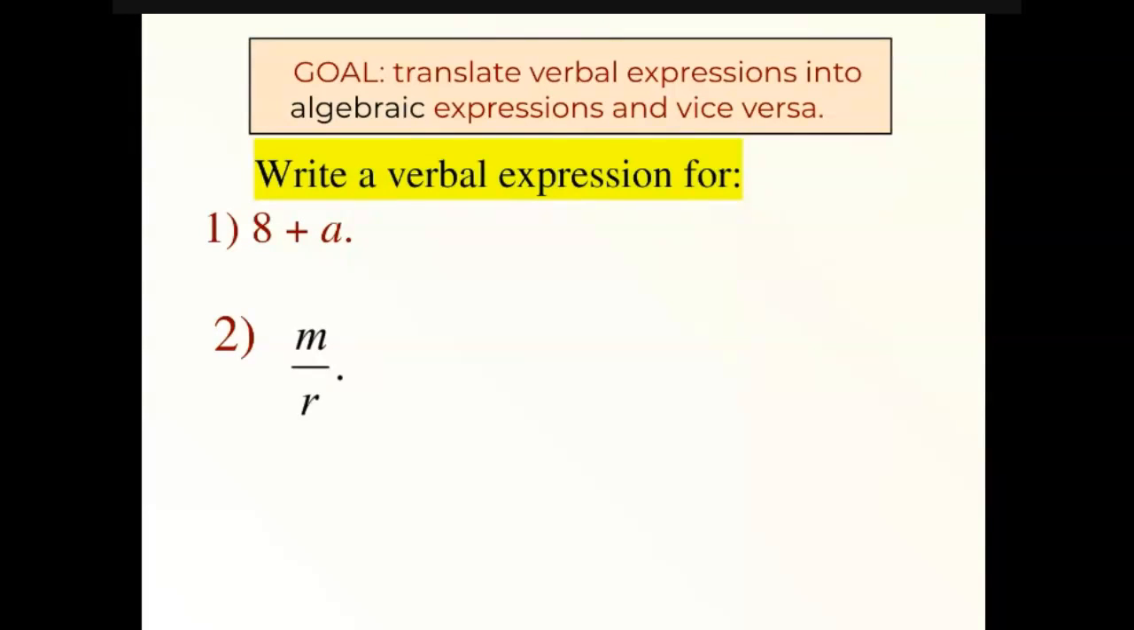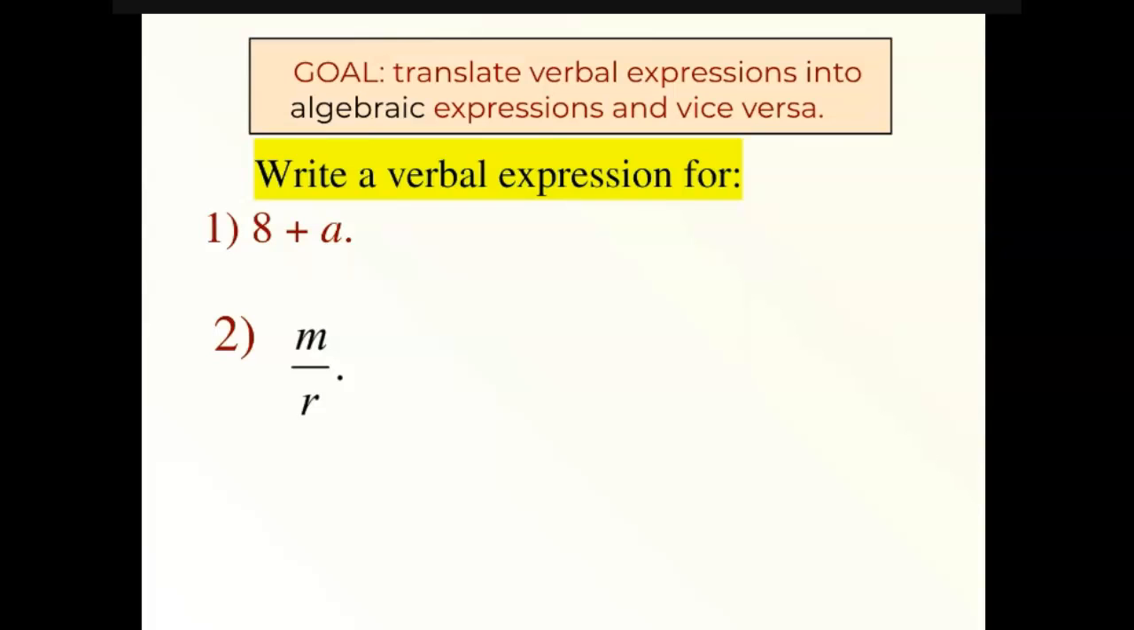So, let's write a verbal expression for number 1 and number 2. Write your answer in the chat, please. So there are 31 people here, so there are 29. Anybody know who's absent? I haven't checked the attendance. Alright guys, write your answer in the chat, please.